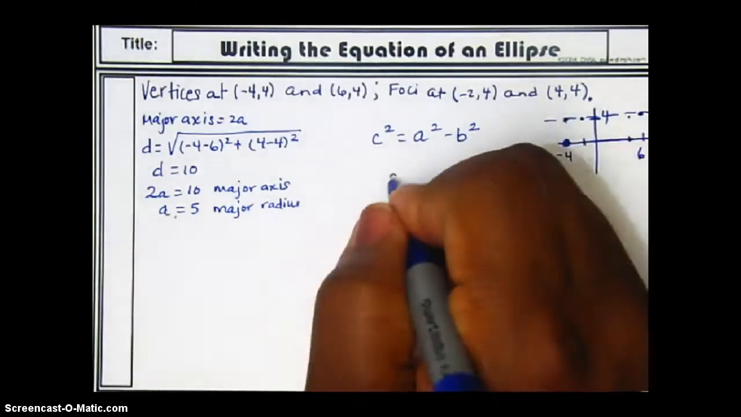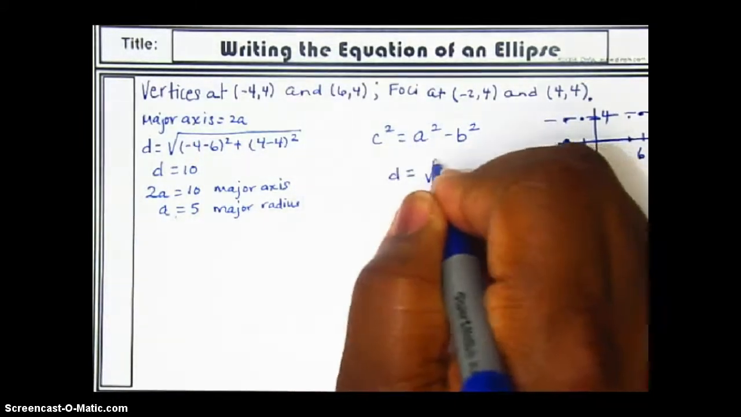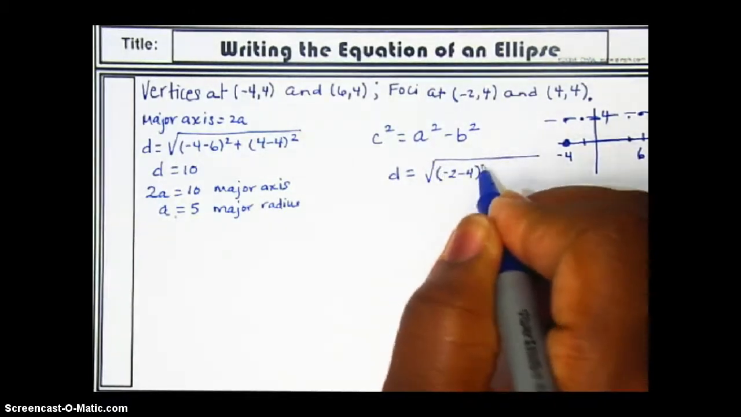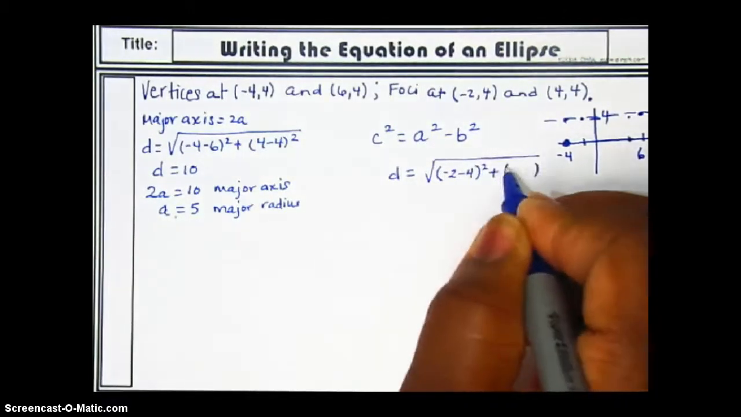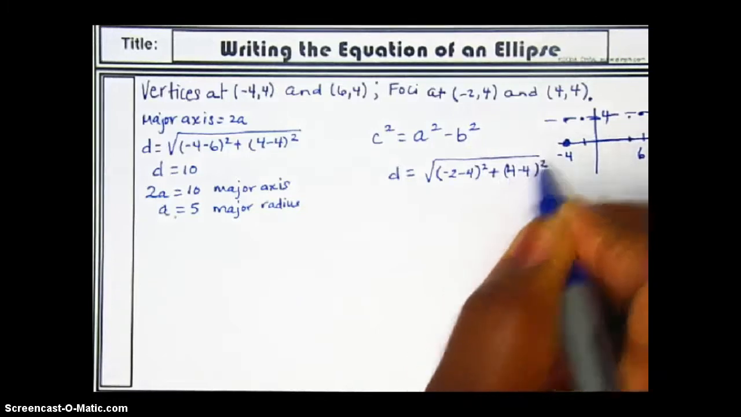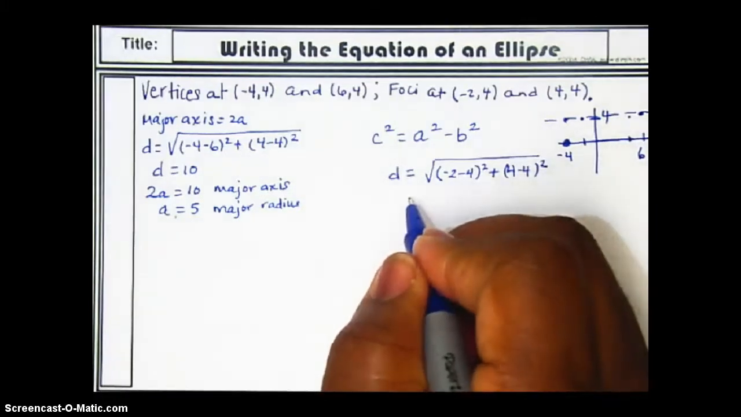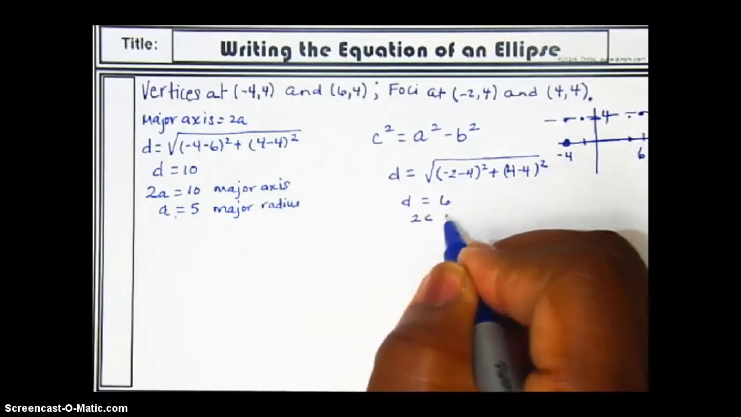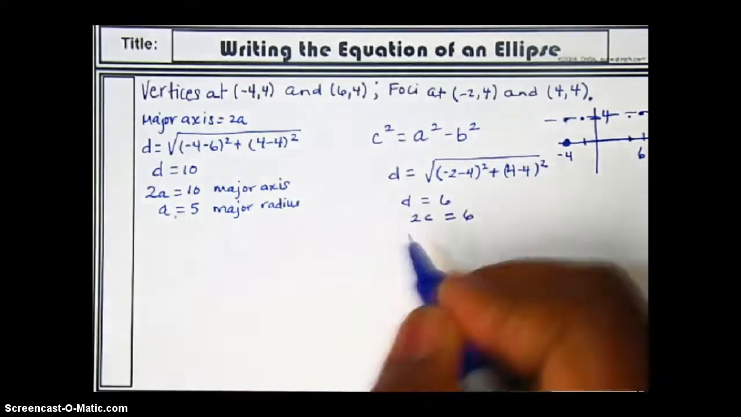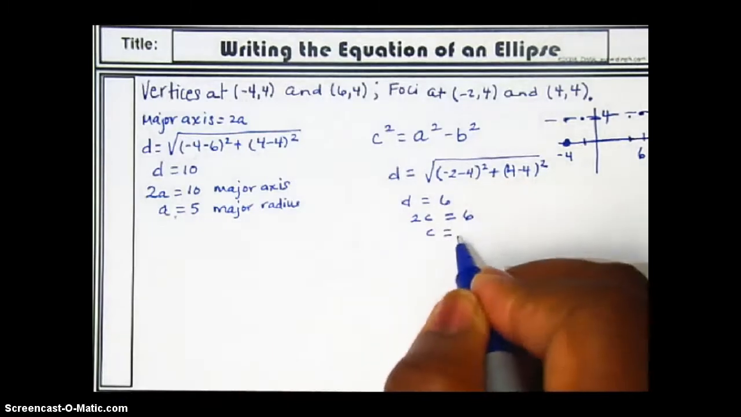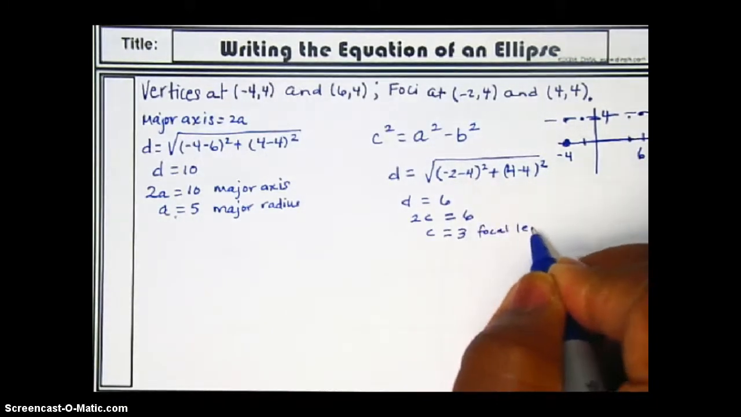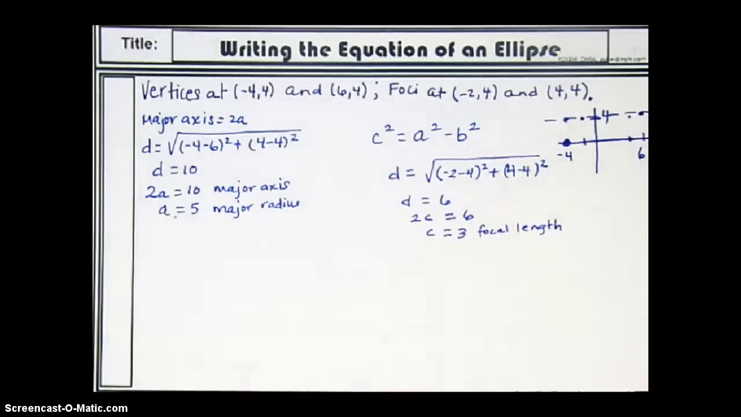So using distance formula again, but this time with the foci, the difference between the x coordinates, -2 minus 4 squared, plus the difference between the y coordinates, 4 minus 4 squared. And again, using your calculator, you'll find that the value this time for D is 6, and this is really 2 times C. And if I take half of that, dividing both sides by 2, I'll find that C is 3. And C, again, is called our focal length.